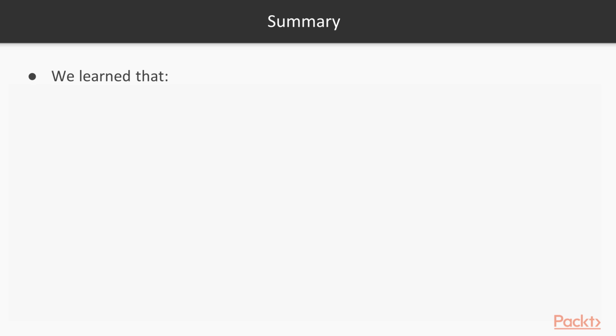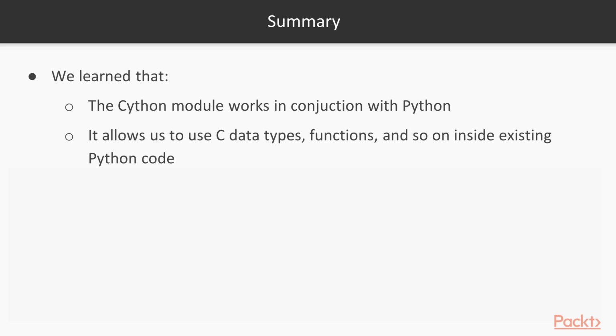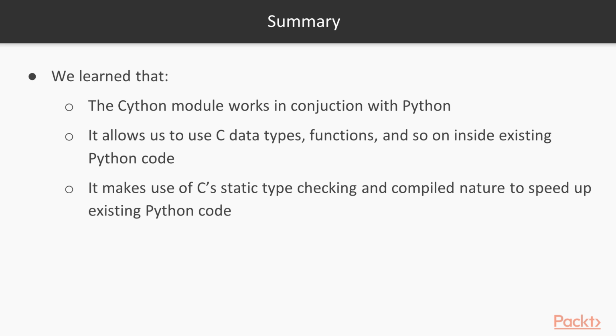So that's it for this lecture. Let's do a quick recap of what we have learned. The Cython module works in conjunction with Python. It allows us to use C data types, functions, etc. inside existing Python code. It makes use of C's static type checking nature and compiled nature to speed up existing Python code. So that's it for this lecture.